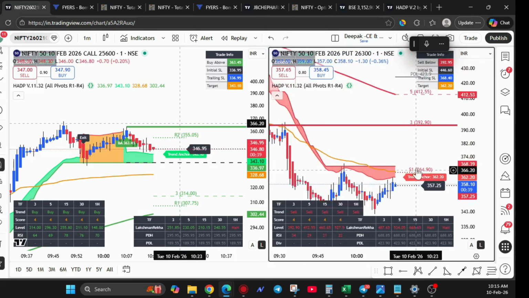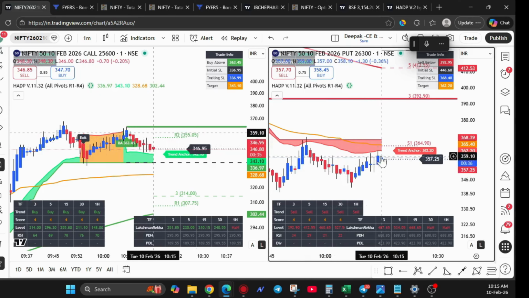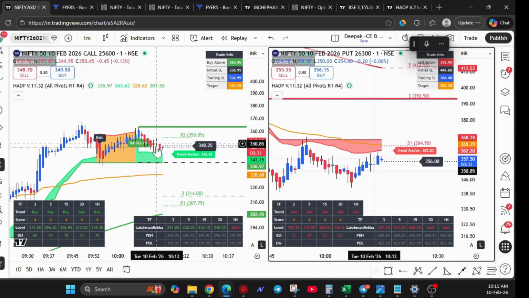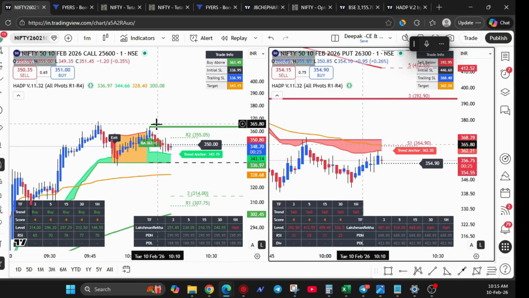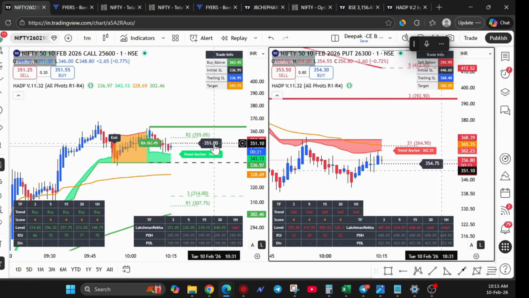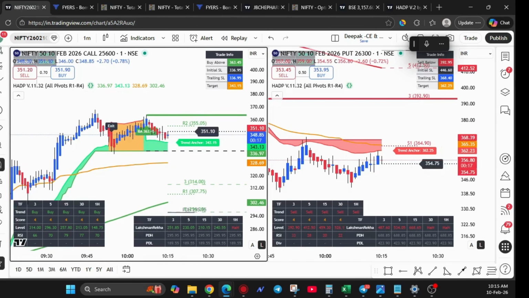So what you are seeing is the put is hitting the cloud and again coming back, right? The call side is touching the band and still not breaking, still sitting there. But we have not got a buy above crossing, with the real time price crossing the buy above. So we wait. No signal for us on 1 minute.